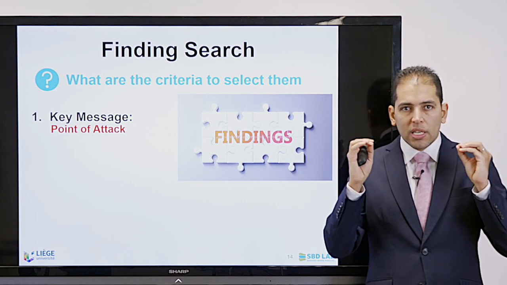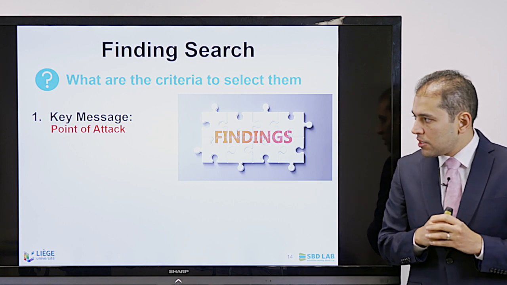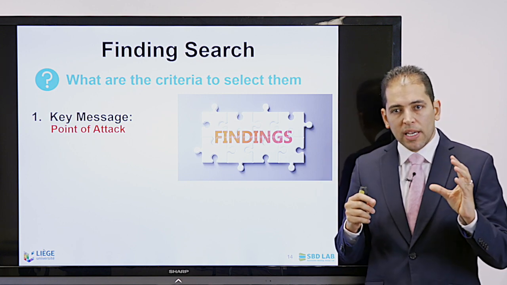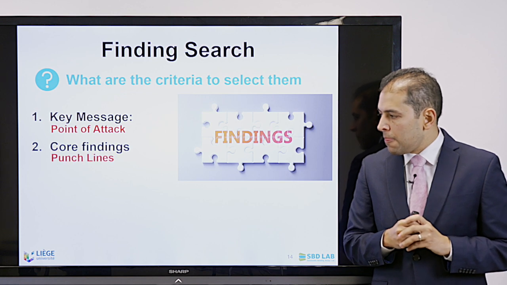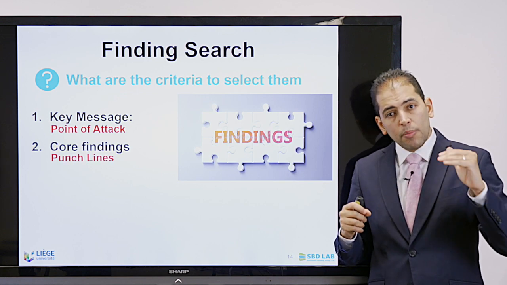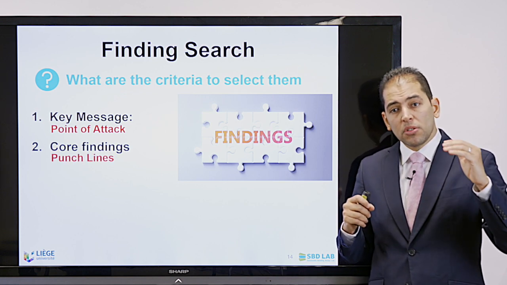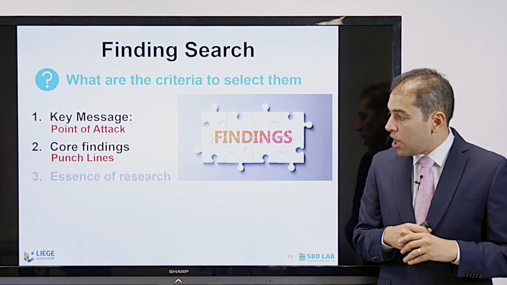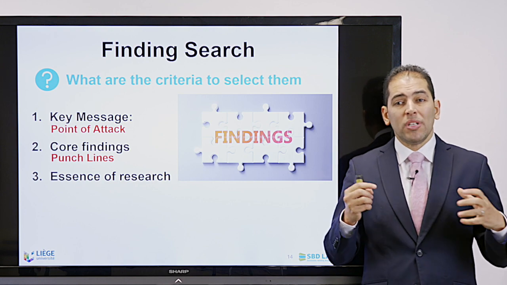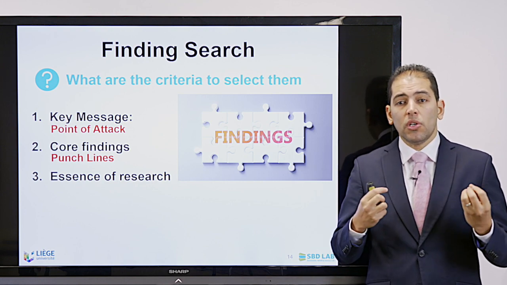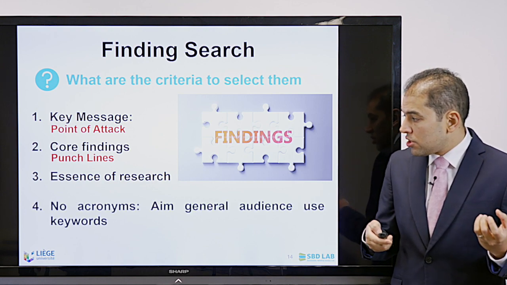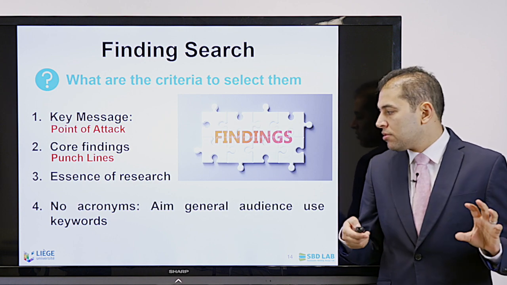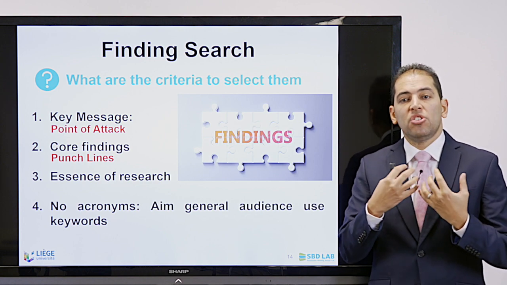So make sure there is a key message you want to get across here, and it can be a point of attack that you want to share with others. Then you can have sub findings or different cores of findings. Those can be some kind of punchlines or highlights. And you also need, in the findings, to articulate the essence of your research and avoid any acronyms, so that you aim at the general audience.